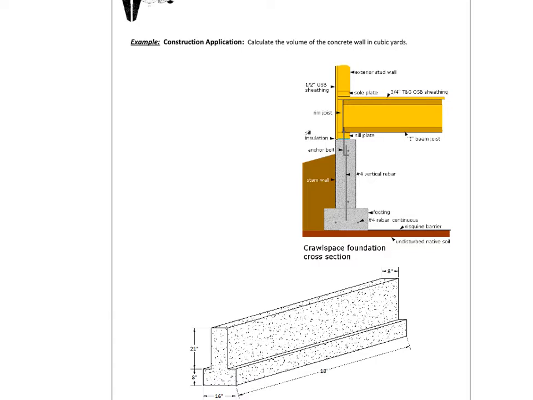So this is what the footing looks like. This thing down here, kind of an upside down T. And we need to find the volume of that to figure out how many cubic yards. The question asks us for how many cubic yards of concrete we need. All right.